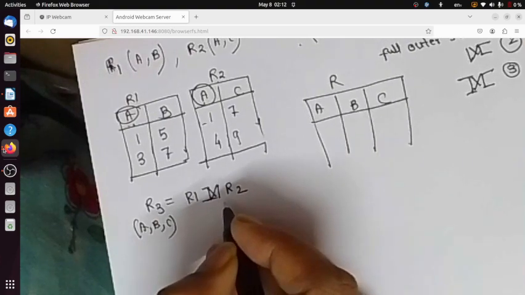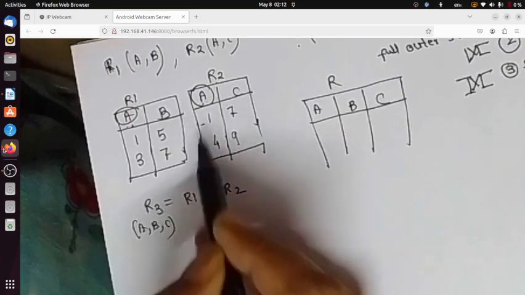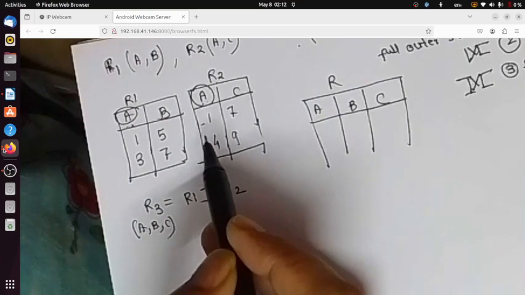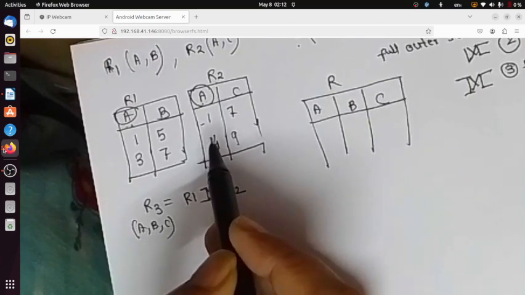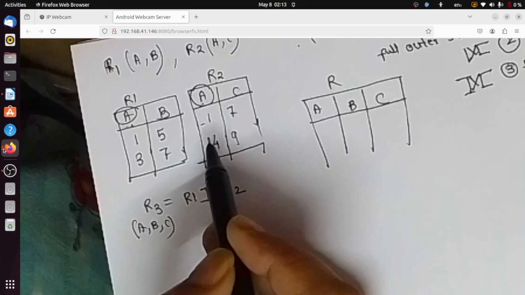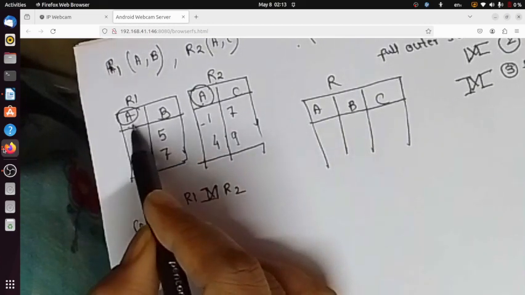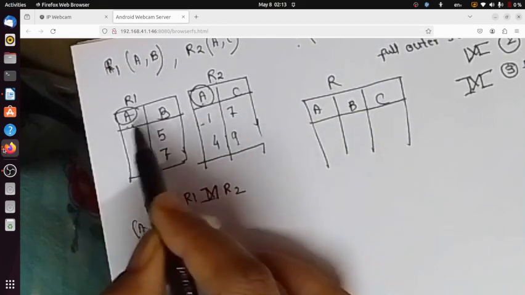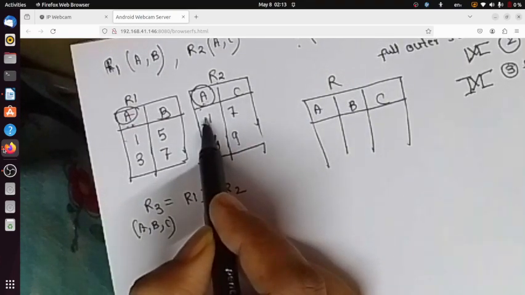In left outer join, what happens? When we are doing the joining operation between two relations, there must be some common column based on which the two different relations are being joined, or the records from two different relations are being combined. So what is the common attribute in these two relations? A is the only common attribute between these two relations.